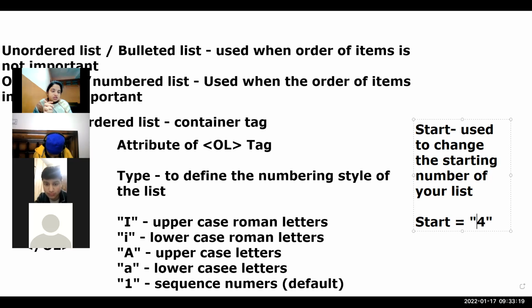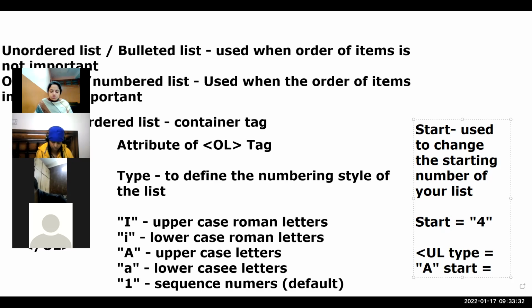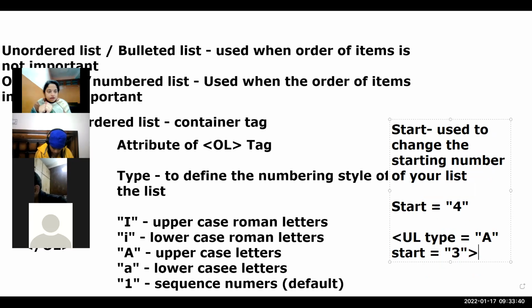But if you want your list to start with capital C, what am I going to do? If I say OL type equals to capital A and start equals to 3. Why am I giving 3? Start equals to 3, so it will start the list from capital C, after A, B, C. Third point, third number, C. Start will have only numbers. It will not have any alphabet.